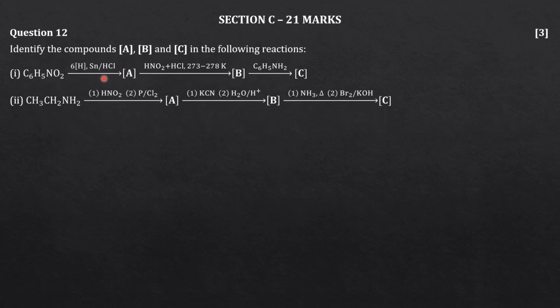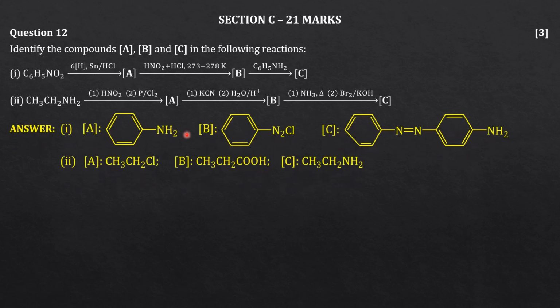Now, the next question is again identify A, B, C, and for this type of question you can write simply the structures of A, B and C, that's all. You don't need to write anything extra. For identifying A, B, C, you can write either the name, the structural formula or the structure. These reactions are quite well-known reactions, there is nothing more to explain here.